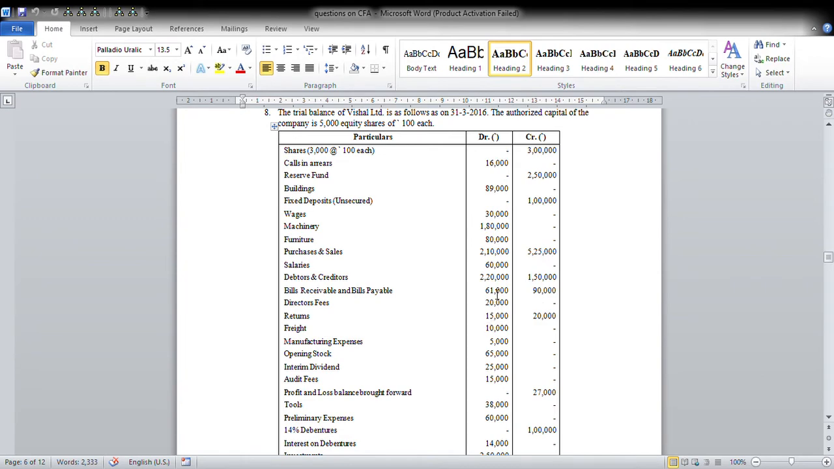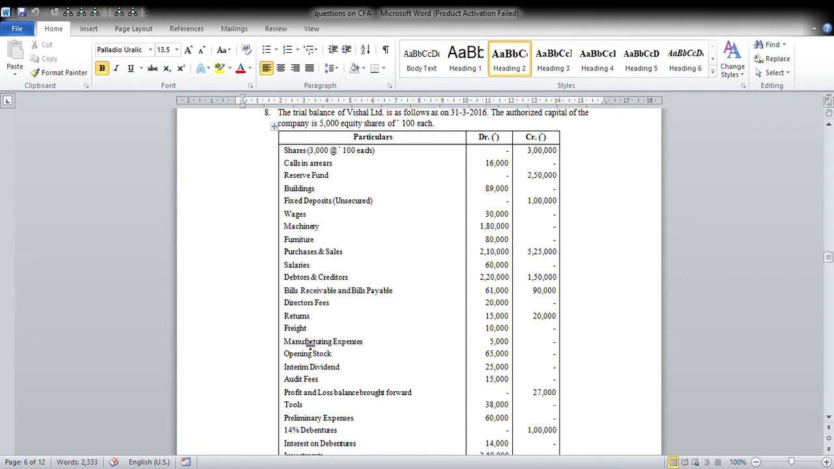So now you should understand that from 2,10,000, the purchase return to the extent of 20,000 has to be deducted, and the balance of the purchases will be shown in the profit and loss account. And similarly, from the sales of 5,25,000, you are going to minus the sales return of 15,000 from revenue from operations and show the balance of the sales in the profit and loss account.